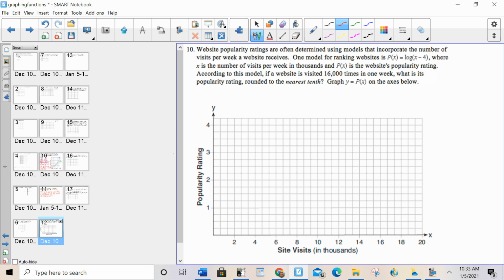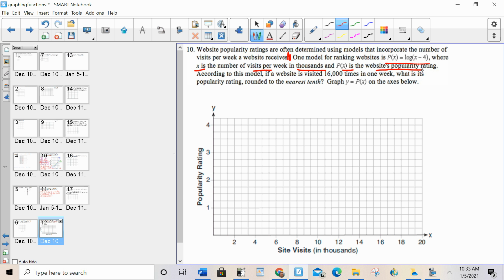Website popularity ratings are often determined using models that incorporate the number of visits per week a website receives. End of sentence. They didn't really give me anything important there, so I'm going to move forward. One model for ranking websites is P of X equals log X minus 4, where X is the number of visits per week in thousands. P of X is the popularity rating.